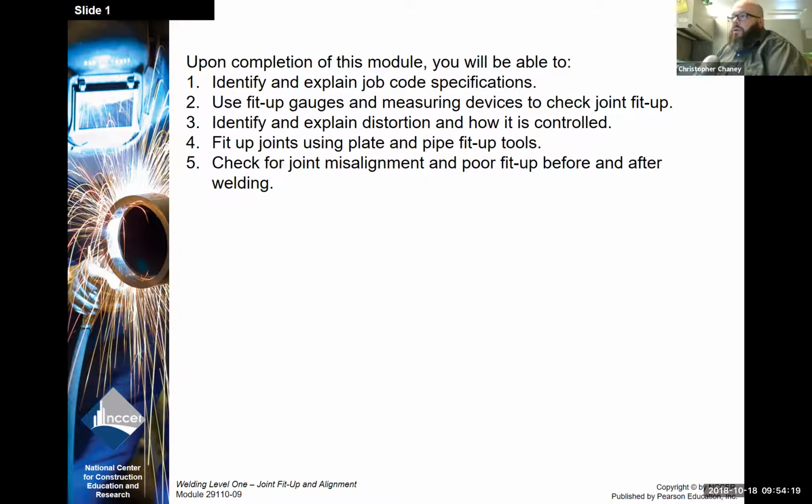Upon completion of this module, you'll be able to identify and explain job code specifications, use fit-up gauges and measuring devices to check joint fit-up, identify and explain distortion and how it is controlled, fit up joints using plate and pipe fitting tools, check for joint misalignment, and check fit-up before and after welding.